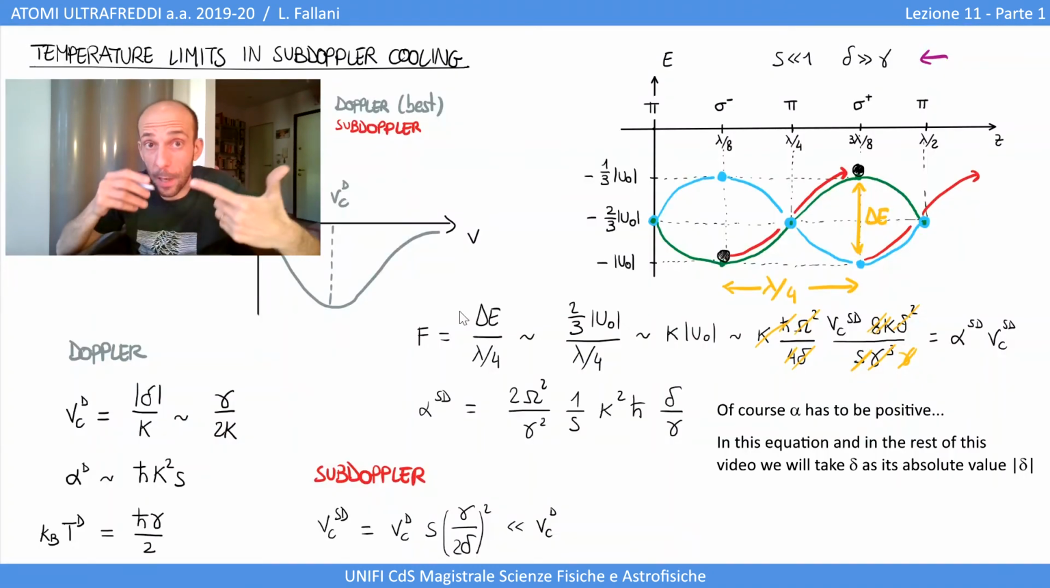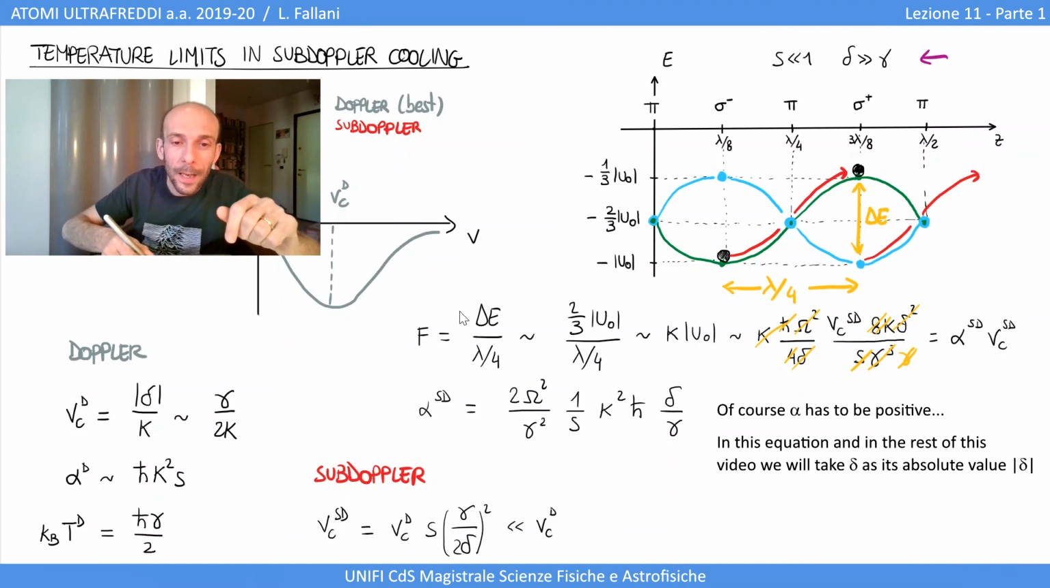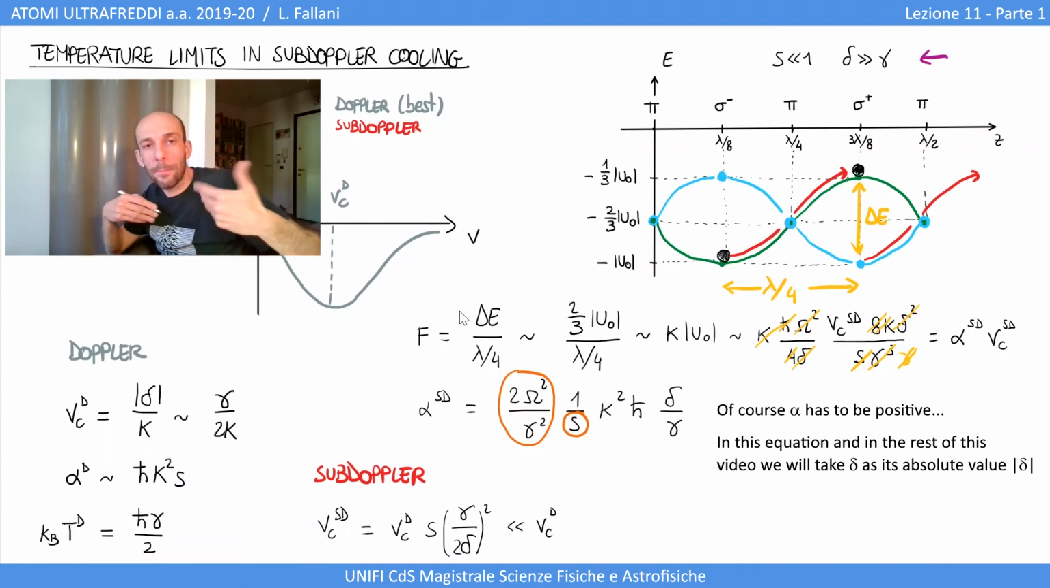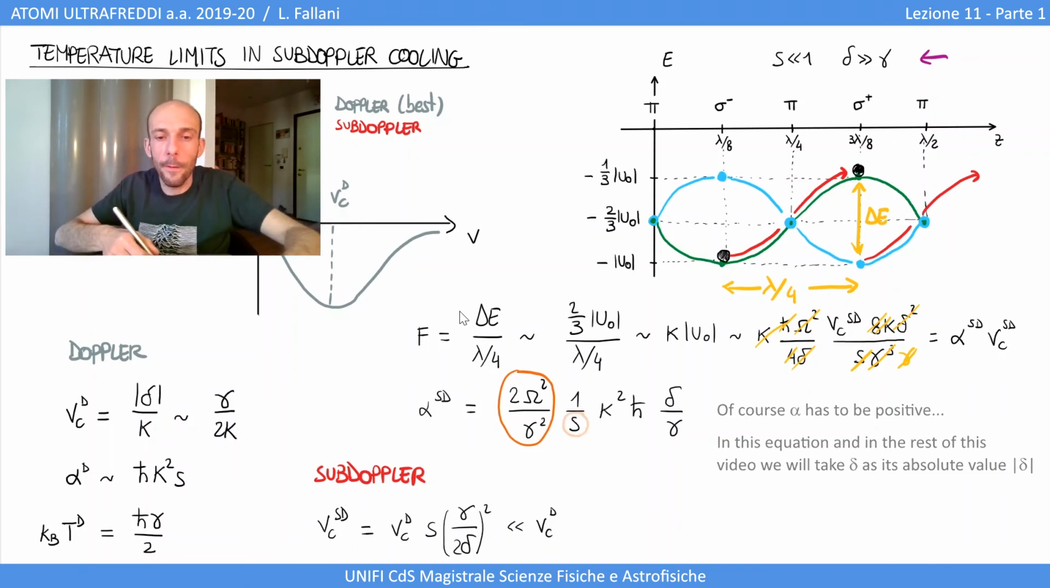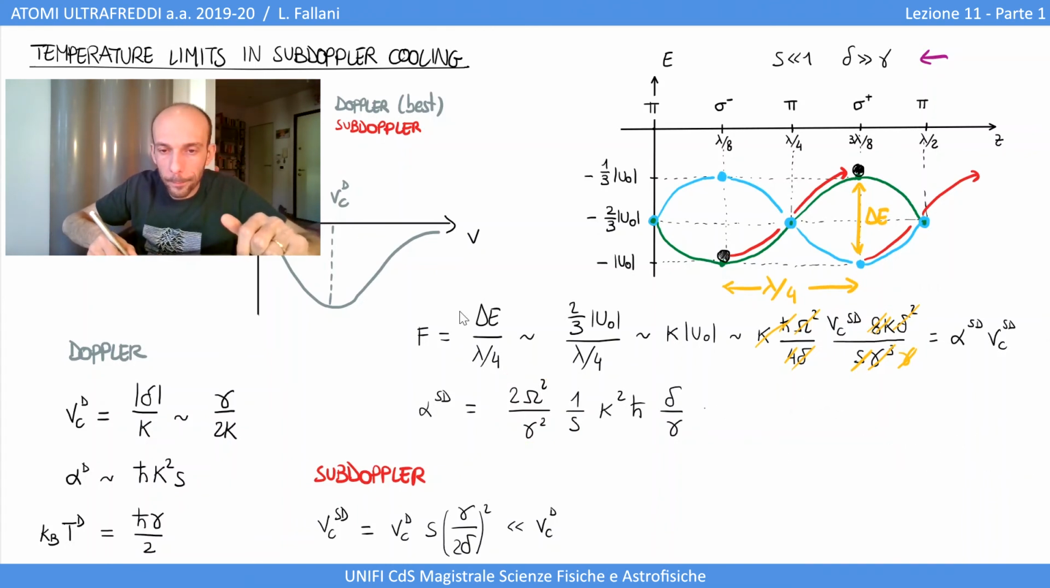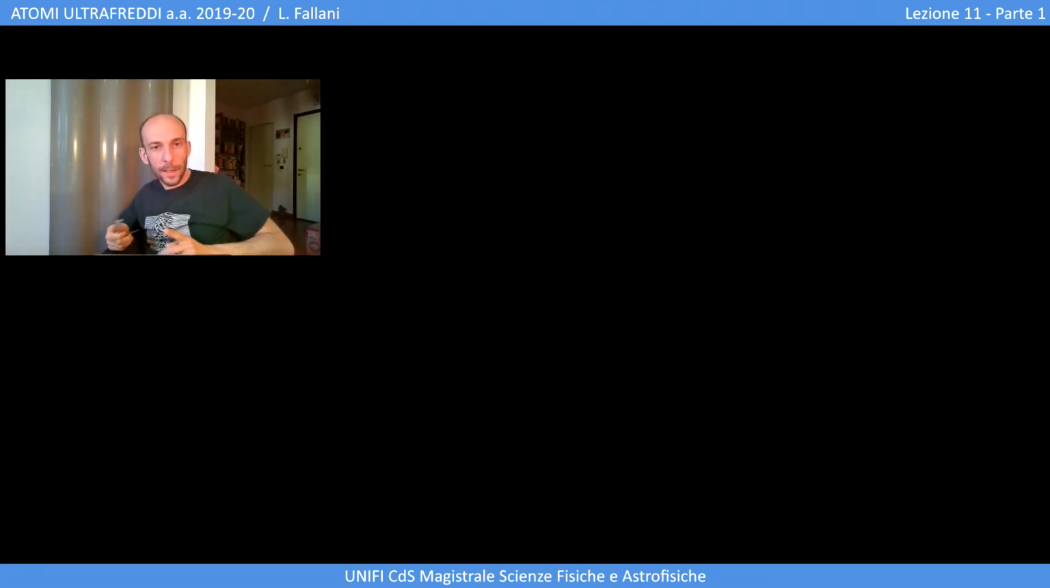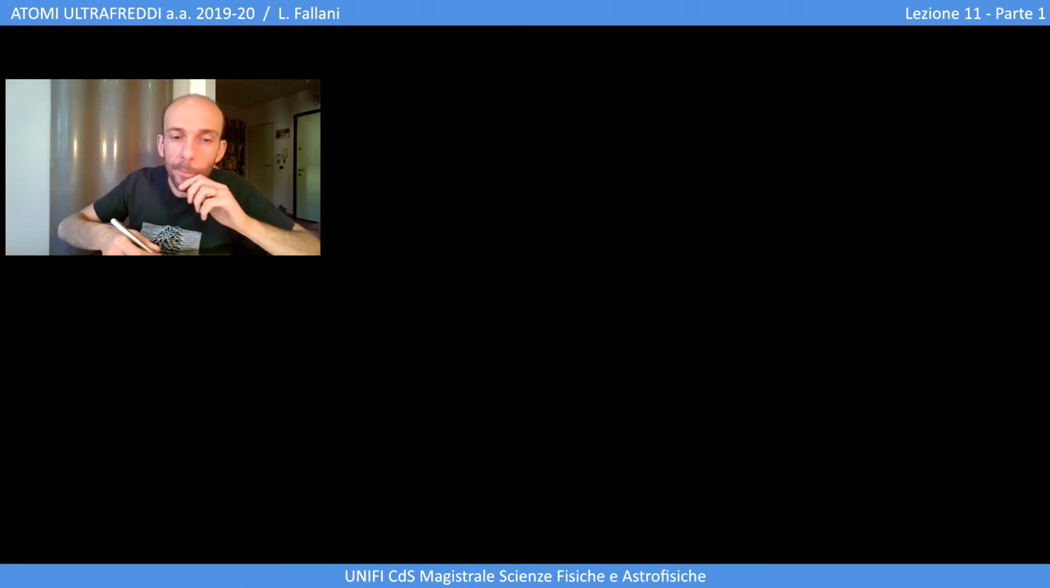And now we can simplify this expression further, because we recognize that this quantity, 2 omega square divided by gamma square, is nothing but the saturation parameter S. So we can simplify this, and we are left with h bar k square times delta divided by gamma. So, as a first thing, let me put some order here and take this result and put it in this table that we started to fill. Done.